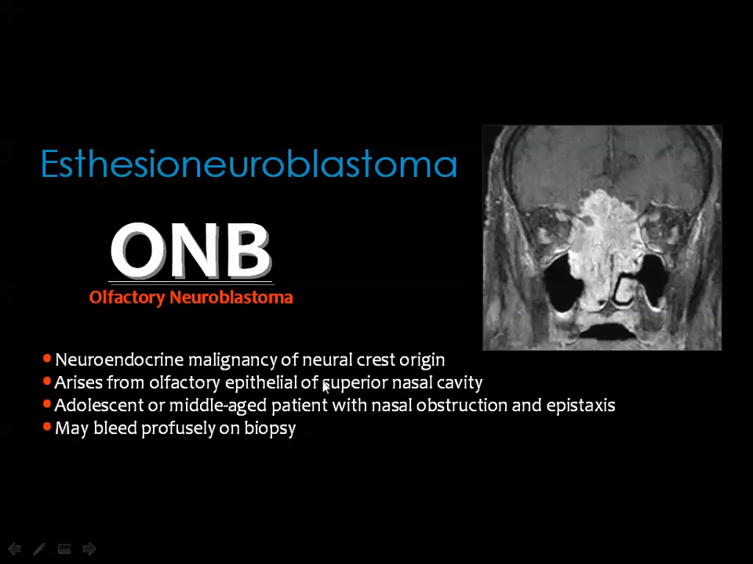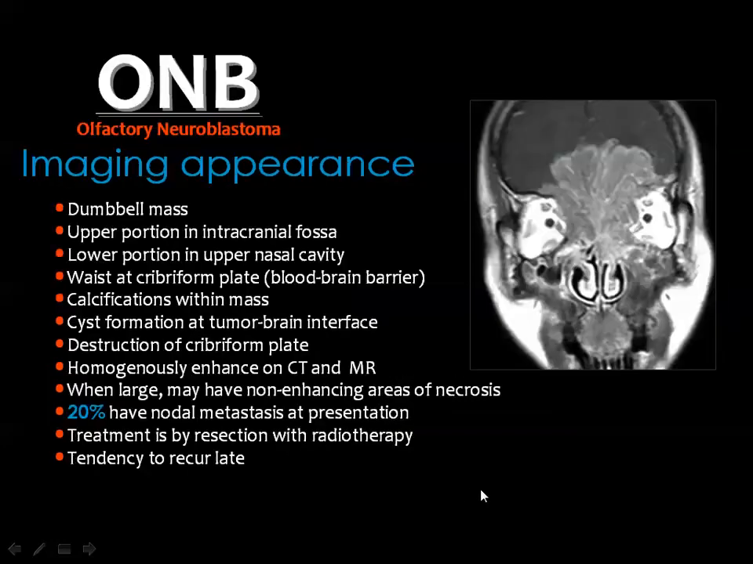And this is one of the well-known tumors of the skull base or the anterior skull base, which is known as the olfactory neuroblastoma or esthesioneuroblastoma. Neuroendocrine malignancy of the neural crest, and it arises from the olfactory epithelium of the superior nasal cavity. It affects adolescents and middle-aged patients presenting with nasal obstruction and epistaxis. And this tumor is hypervascular and may bleed significantly during biopsy.